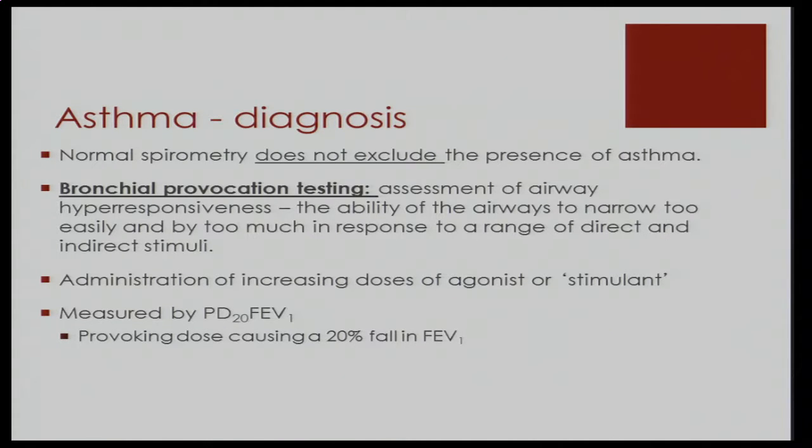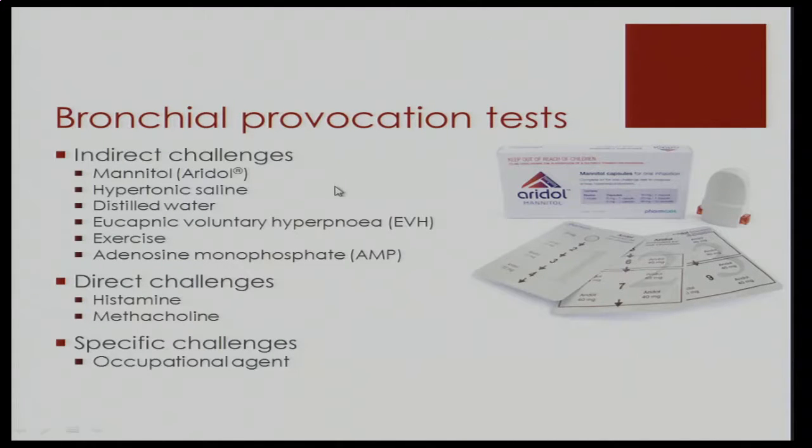So that's when we go on and do bronchial provocation testing. It's essentially a test where we're assessing airway hyperresponsiveness, so the likelihood that airways are going to narrow in response to various stimuli. That's either through increasing doses of an agonist or a particular stimulus. And we measure a drop in their FEV1 from baseline of either 20% or 15%, depending on what the agent we use actually is. So these are the typical bronchial provocation agents that we use.